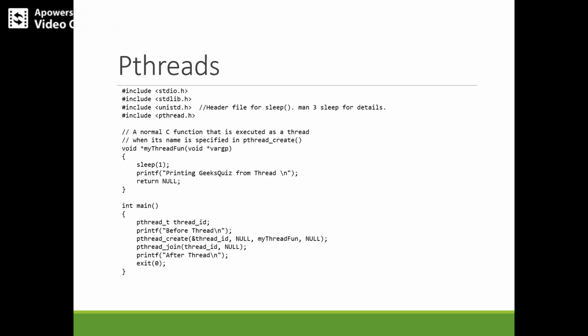So the first thread that we are taking is a pthread, which refers to the POSIX standard, and this defines an API for thread creation and synchronization. So we have several methods or functionalities which are useful for thread creation as well as synchronization and termination of threads.